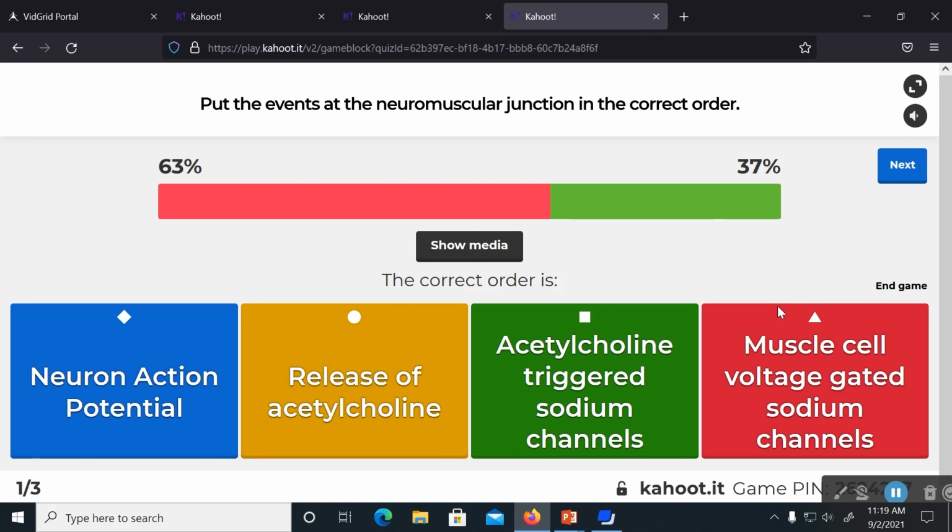That acetylcholine opens ligand-gated sodium channels, right? So then we get an action potential going in the muscle. And then finally, that opens muscle cell voltage-gated sodium channels. So the acetylcholine makes a membrane potential change, which then opens the voltage-gated channels that generates an action potential. Okay? See, we've talked about a lot already.